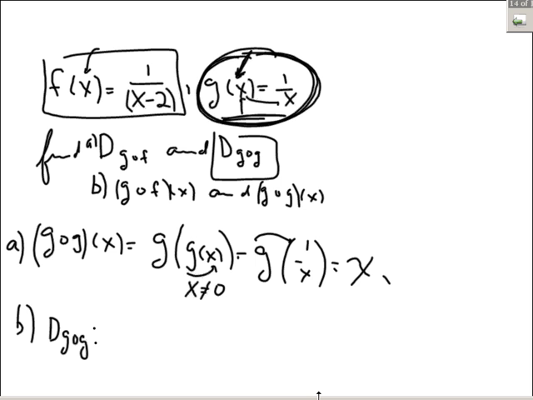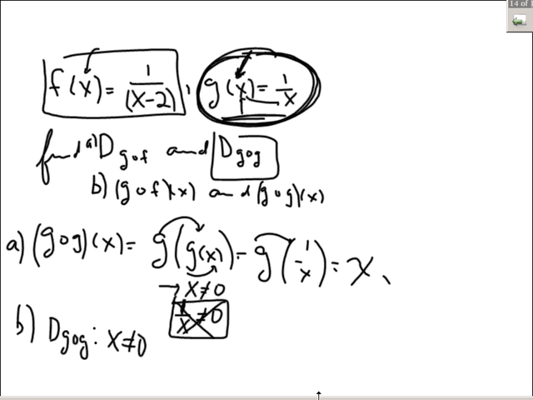Now, you're taking g of something else. What you're taking g of is this, and that can't be 0. But you know what? This is never 0. You'll never be taking g of 0, because g of x is never 0. 1 divided by x can never be 0, because the top is 1. So the only constraint is x cannot be 0.